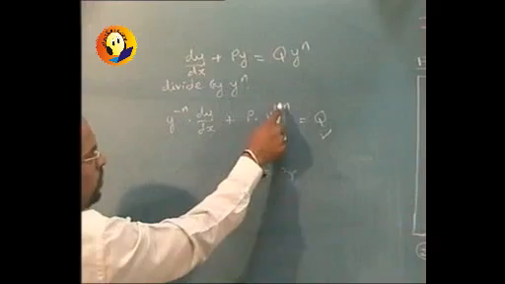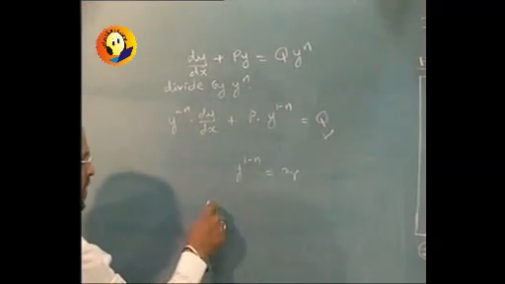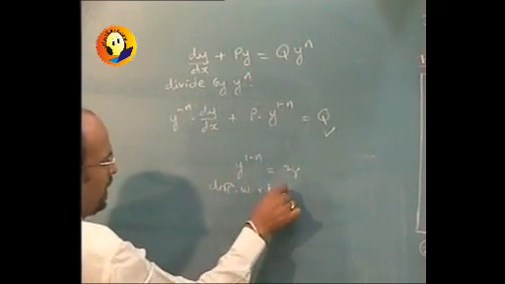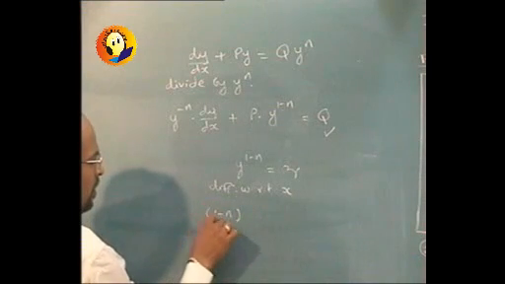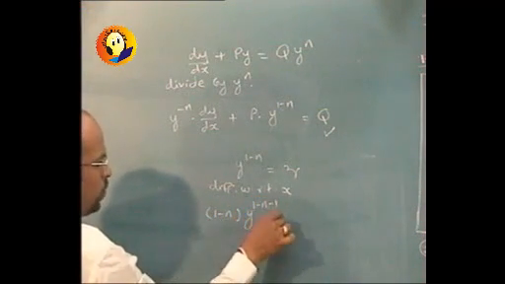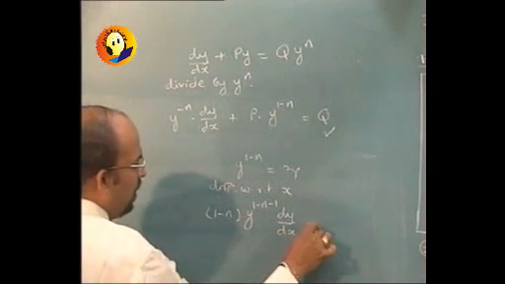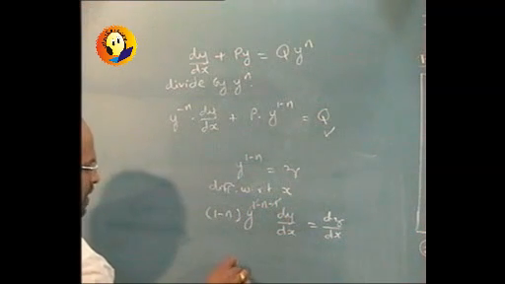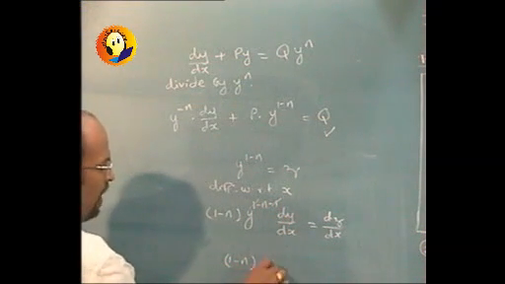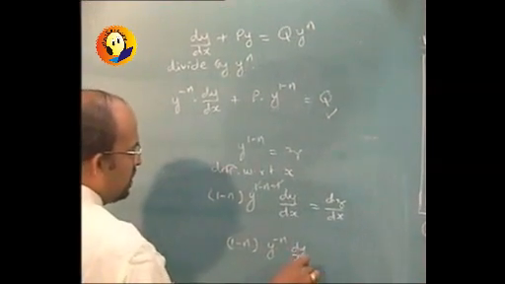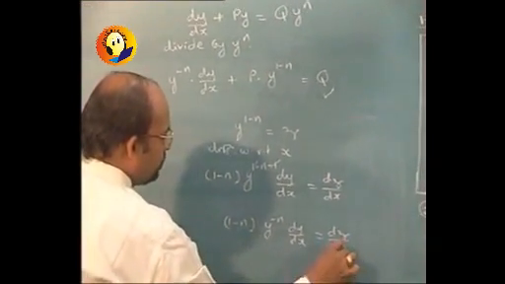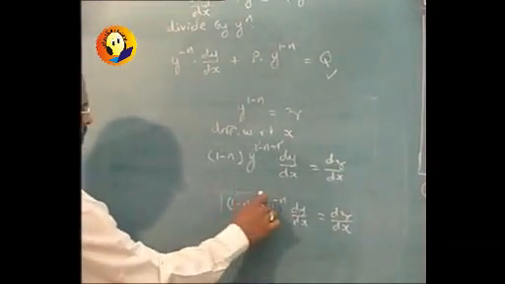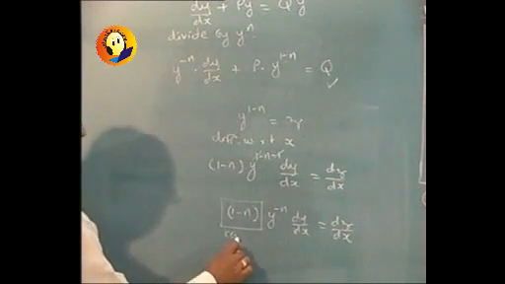So I am trying to manage P into y raised to 1 minus n as P into z, and if I differentiate this with respect to x, we will get 1 minus n into y raised to 1 minus n minus 1 dy by dx equal to dz by dx. So this 1 cancels and we get 1 minus n y raised to minus n dy by dx equal to dz by dx. So this appears to be a simple way of conversion, because 1 minus n is a constant entity.